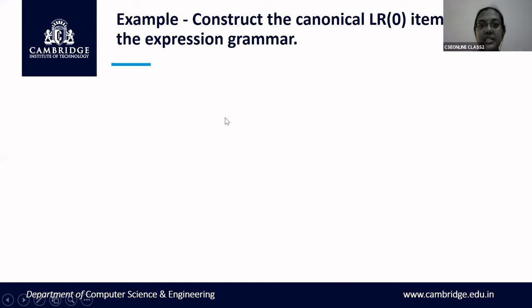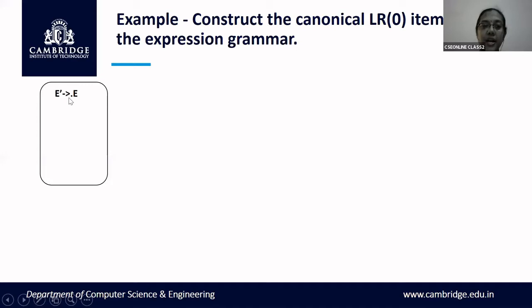So coming to the first step of the construction of the DFA, you are given the grammar, you have added the augmented grammar, and then you have generated the item set. Take the first production rule. In this production rule, you have the dot as the first symbol on the RHS.